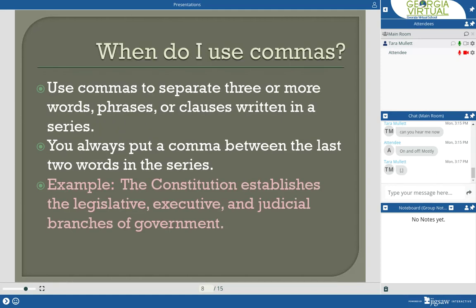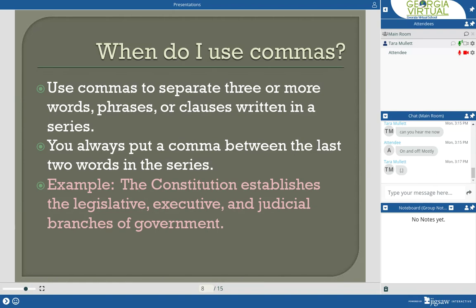Okay. Comma rule number 4, I believe, is what we're up to. Maybe 5, I forgot. Use commas to separate 3 or more words, phrases, or clauses written in a series. You must always put a comma between the last 2 words in the series. Okay, this is called the Oxford comma.